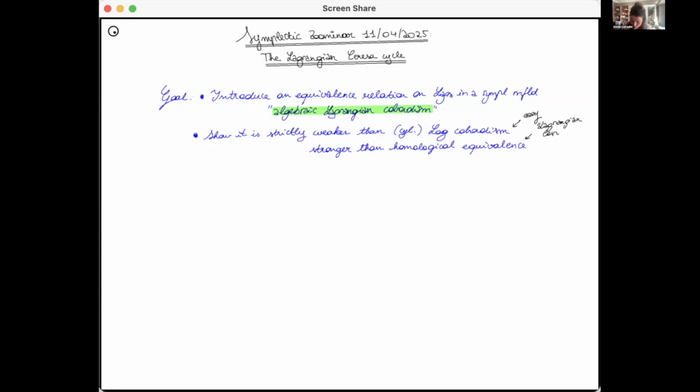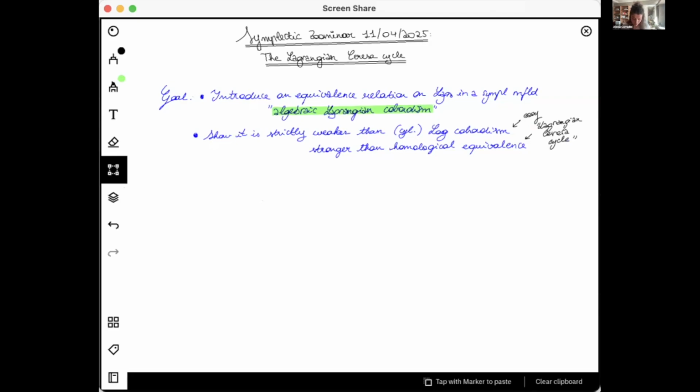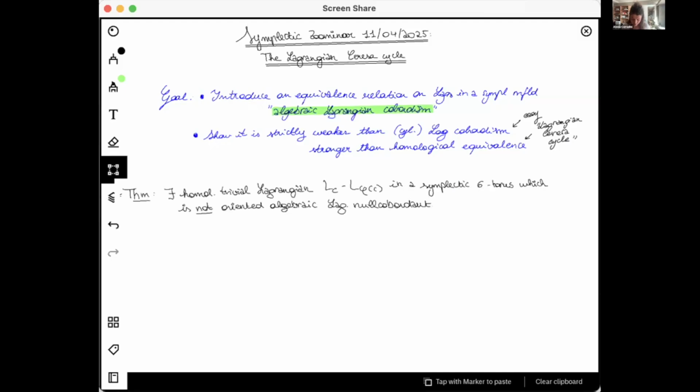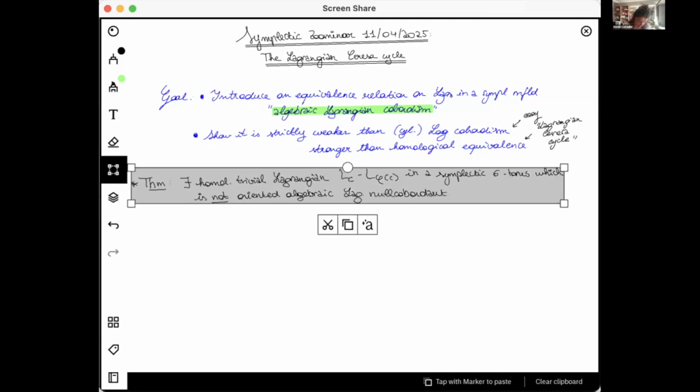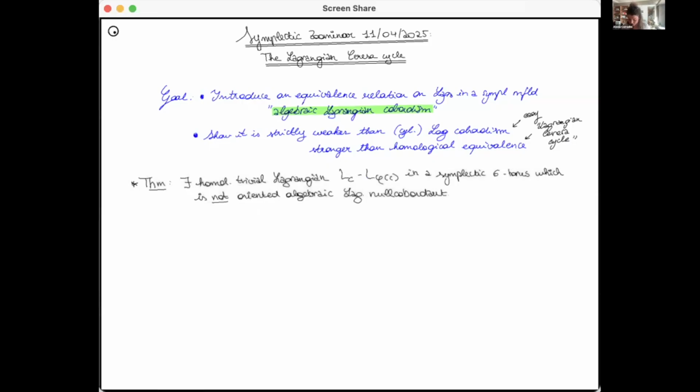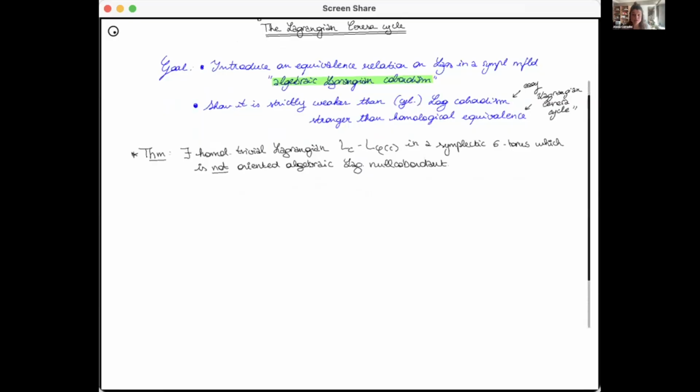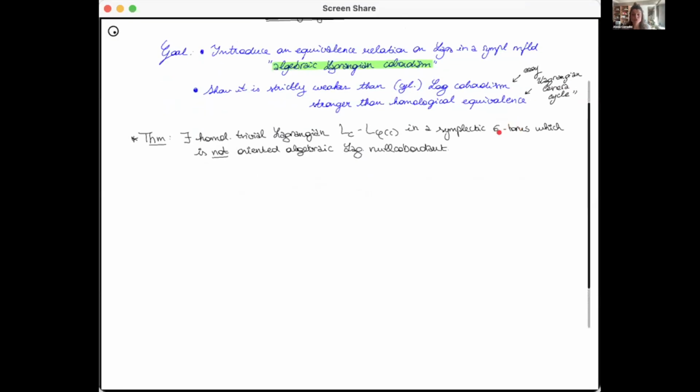So the Lagrangian Ceresa cycle will be an example of a Lagrangian which is null homologous, but which is not oriented algebraically Lagrangian null cobordant. This will be a theorem that I'll state more precisely towards the end of the talk, but I'll show the existence of such a Lagrangian. And it lives in a symplectic six-torus, which I'll also construct later in the talk.